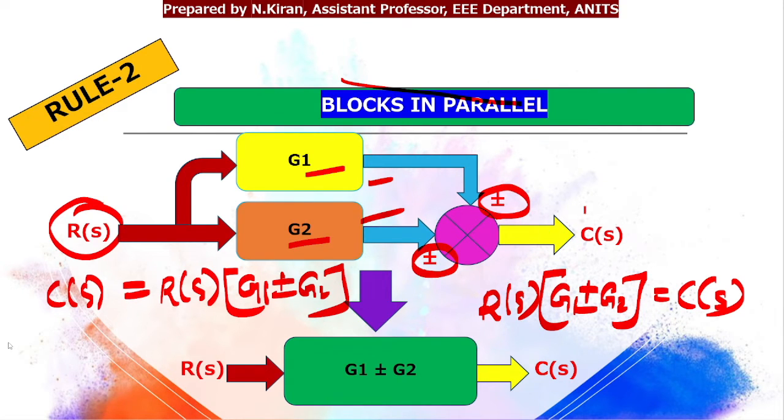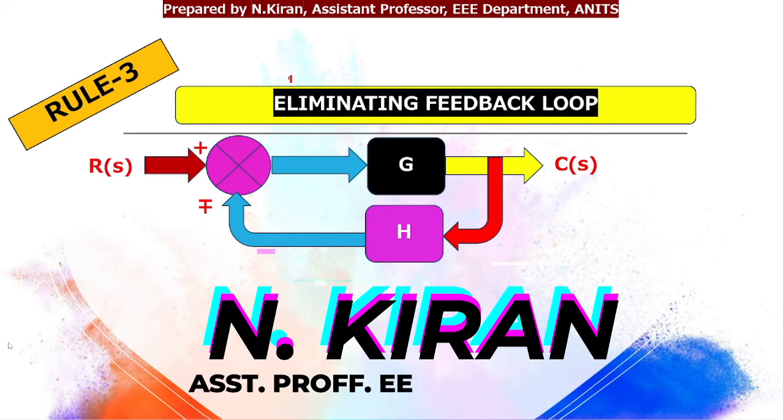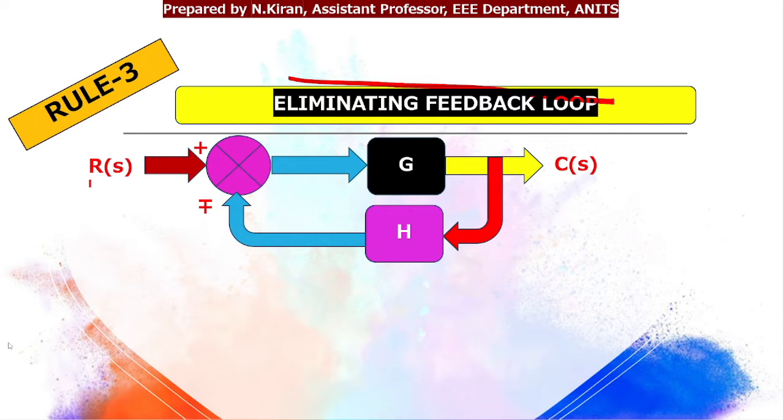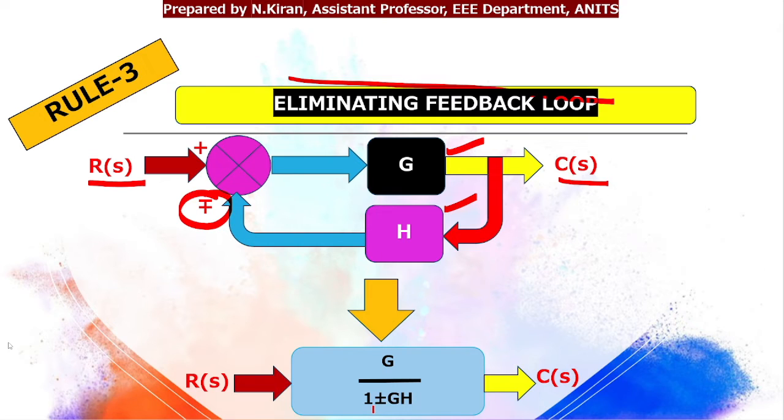The third rule is eliminating feedback. So here input is R of S, output is C of S, forward gain is G, feedback gain is H. Here I have two types of feedbacks, one is negative, one is positive. Remember, when it is negative, you get positive sign in the denominator. If it is positive feedback, I get a negative sign in the denominator.